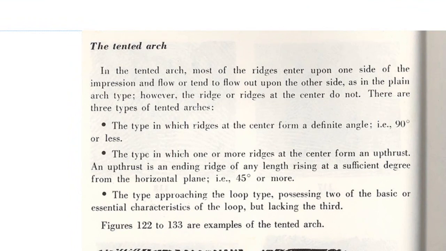The type in which ridges at the center form a definite angle, 90 degrees or less. The type in which one or more ridges at the center form an upthrust. An upthrust is an ending ridge of any length rising at a sufficient degree from the horizontal plane, 45 degrees or more. Or the type approaching the loop type, possessing two of the basic or essential characteristics of the loop, but lacking the third.